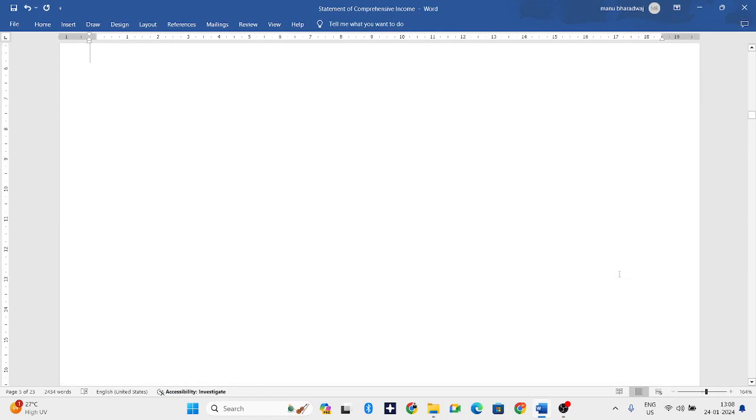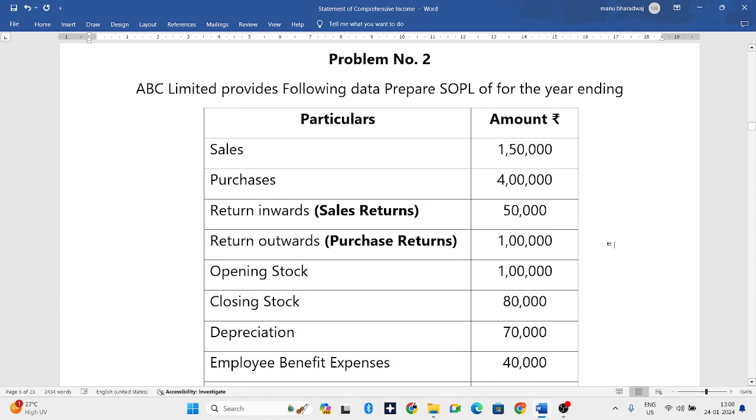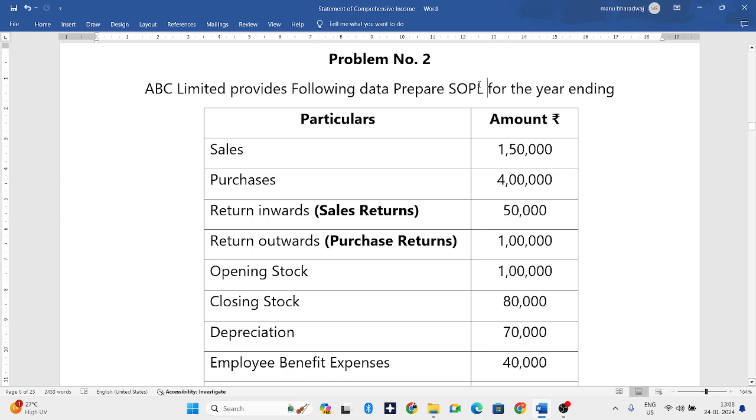In this particular video, we'll be solving one more problem in which we have to prepare the SOPL. ABC Limited provides the following data. Prepare SOPL for the year ending. So they have given certain data of the company. Using that data, we have to prepare the SOPL.